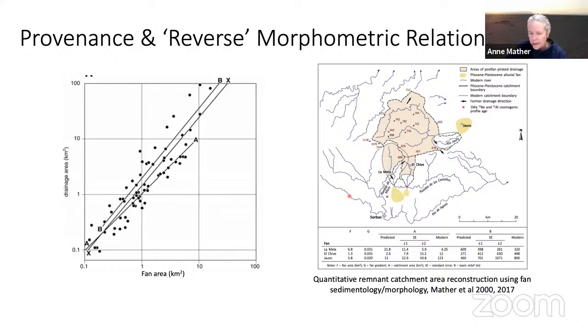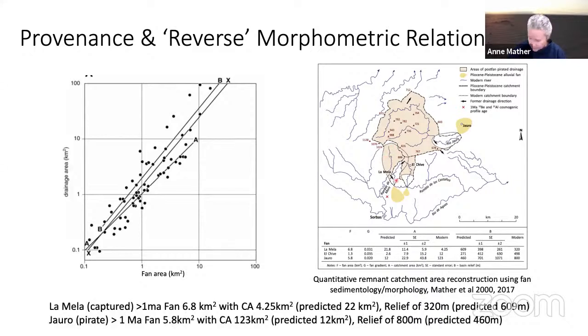And we found that this worked quite well. We used this to look at changes in relief in the catchments and matched it with the best fit from what we know from the provenance of the alluvial fans and the remnant relief in the catchment areas, to test whether this was realistic. We found that in this particular case we could use these morphometric reverse relationships to see changes in catchment area. I'm going to take one of these fans, the Lamella fan, and show you some of its features in a moment.